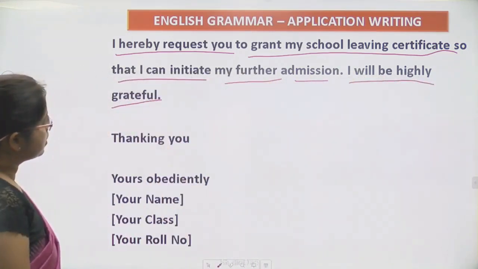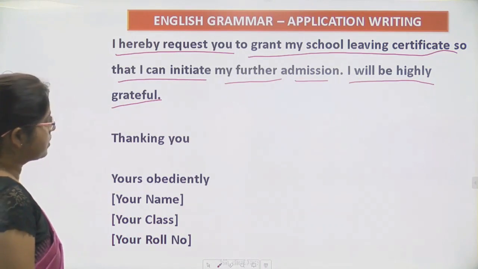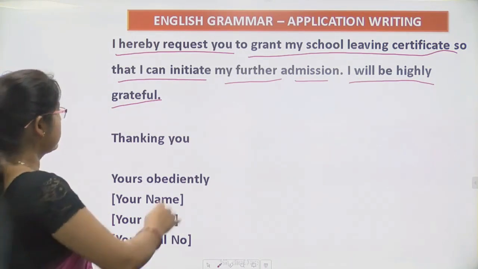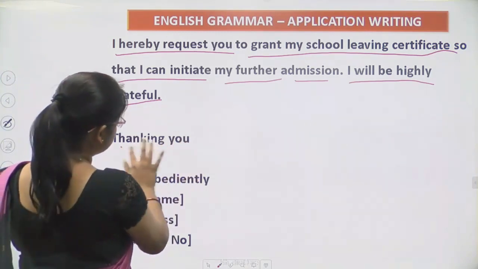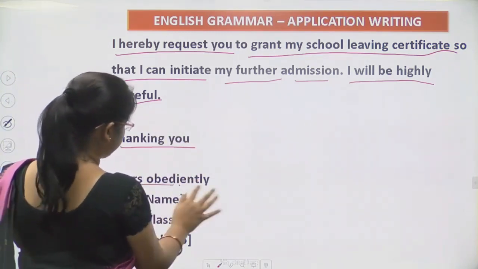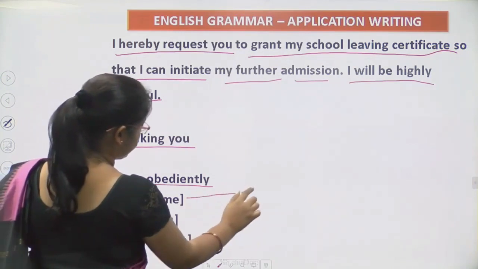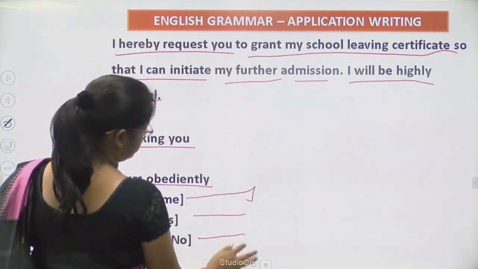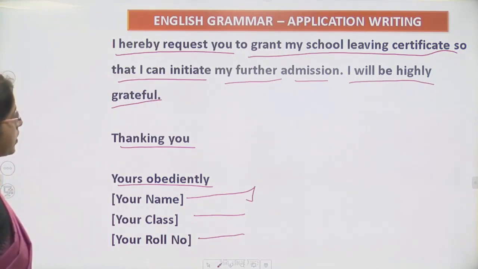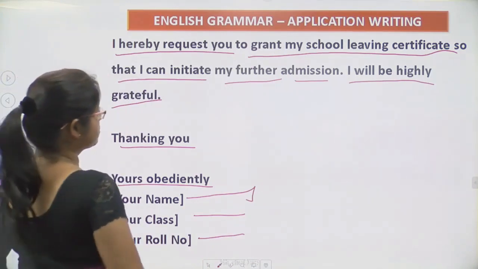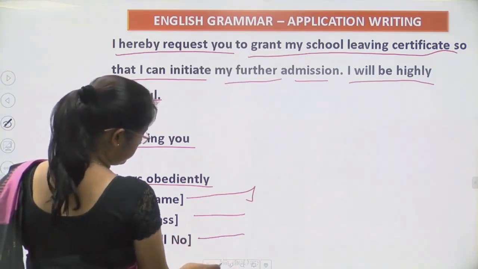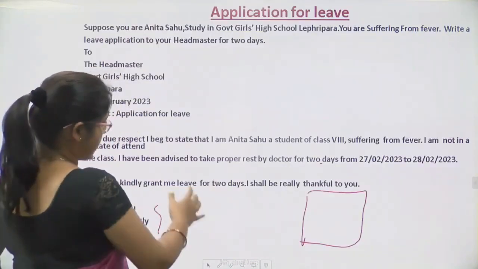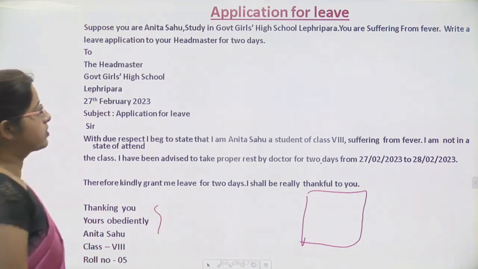Okay, in the third paragraph you have to write the conclusion, what you want. Then you have to write thanking you, yours obediently. Put your name here, your class, then your school number. Okay, these are the two applications at school level. Like that we have to write the application.